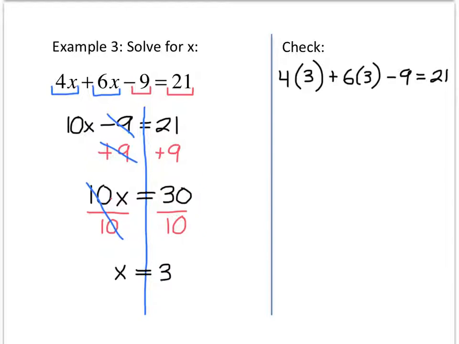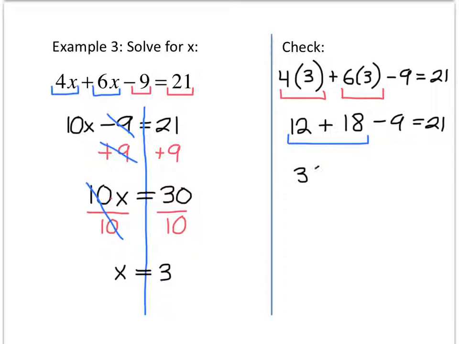So following simplification, I have multiplication, addition, and subtraction. I need to do these multiplications first by the order of operations. So 4 times 3 is 12, plus 6 times 3 is 18, minus 9 is going to equal 21. And now all I have is addition and subtraction, so I'm going to simplify left to right. So first I'm going to combine this 12 and the 18, leaving me with 30 minus 9 equal to 21. And I can confirm that this does give me 21 equal to 21.